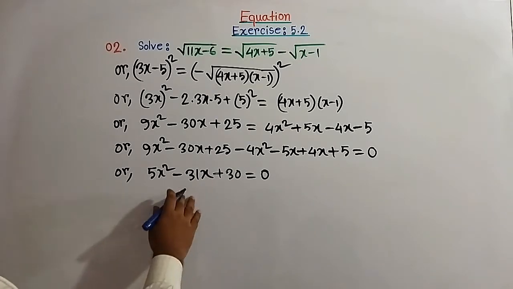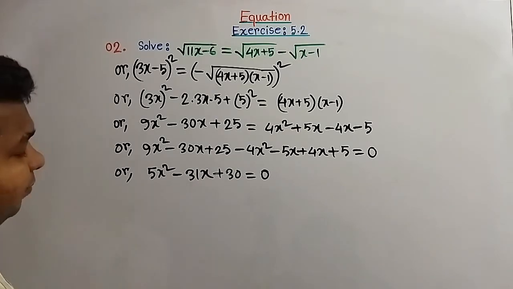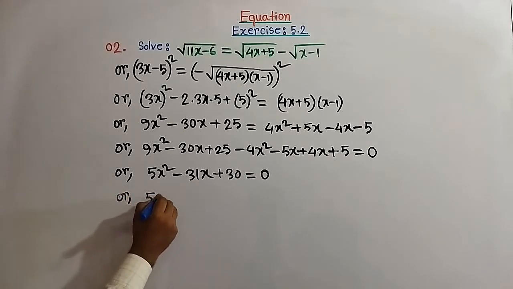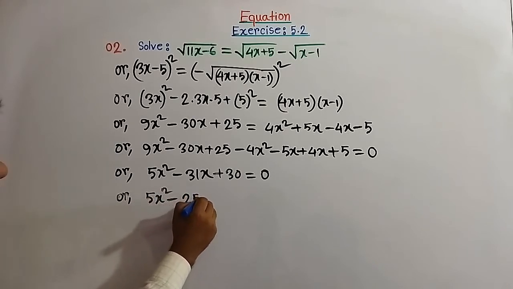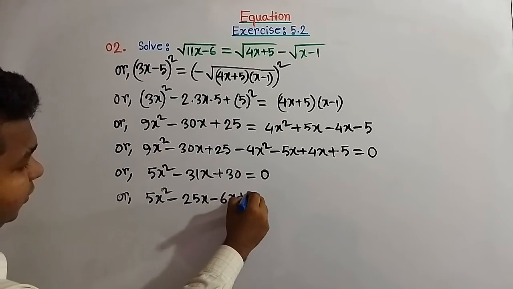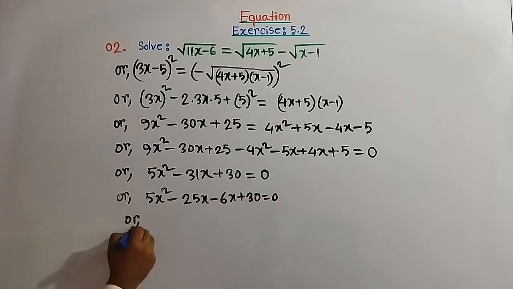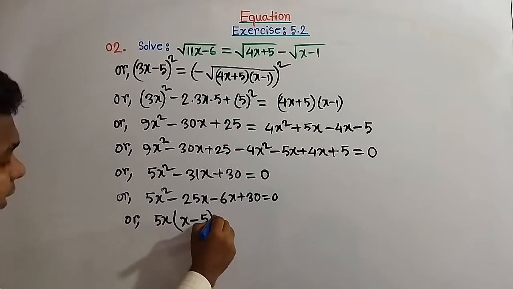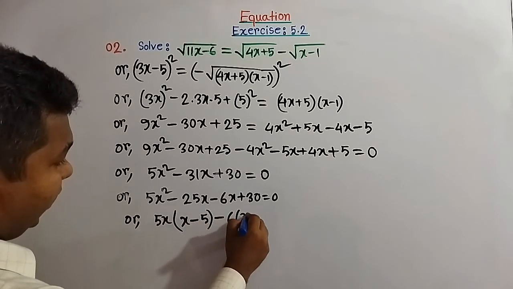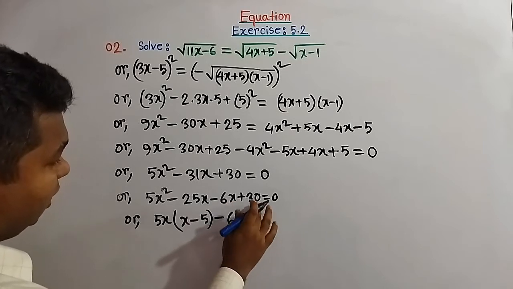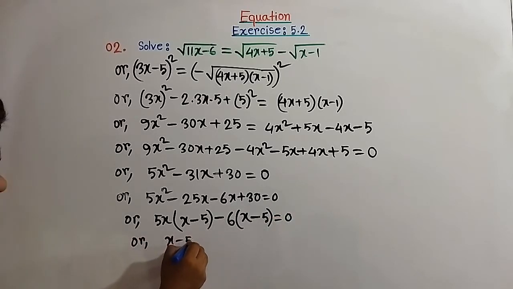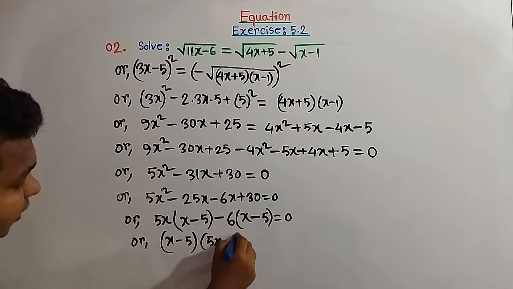Now to solve this equation, we have to factorize the left hand side. So by using the middle term method, we can write this as 5x² − 25x − 6x + 30 equal to 0, or taking common 5x, we will get x − 5, then taking common −6, we will get x, then plus minus makes minus, 30 by 6, that is 5, equal to 0, or here (x − 5)(5x − 6) equal to 0.